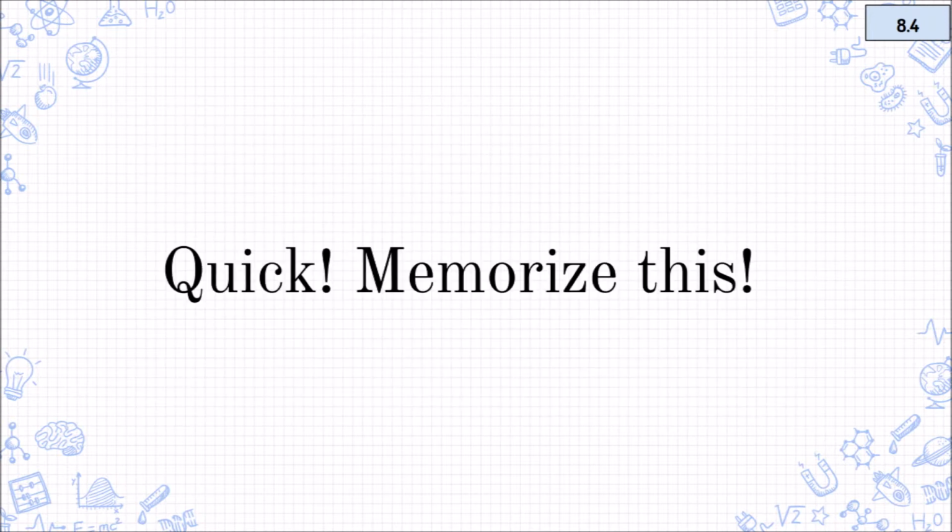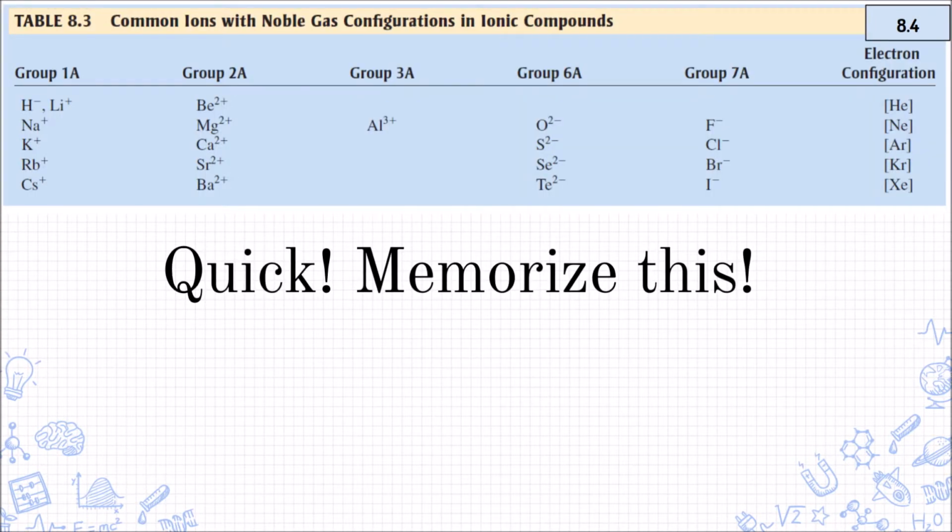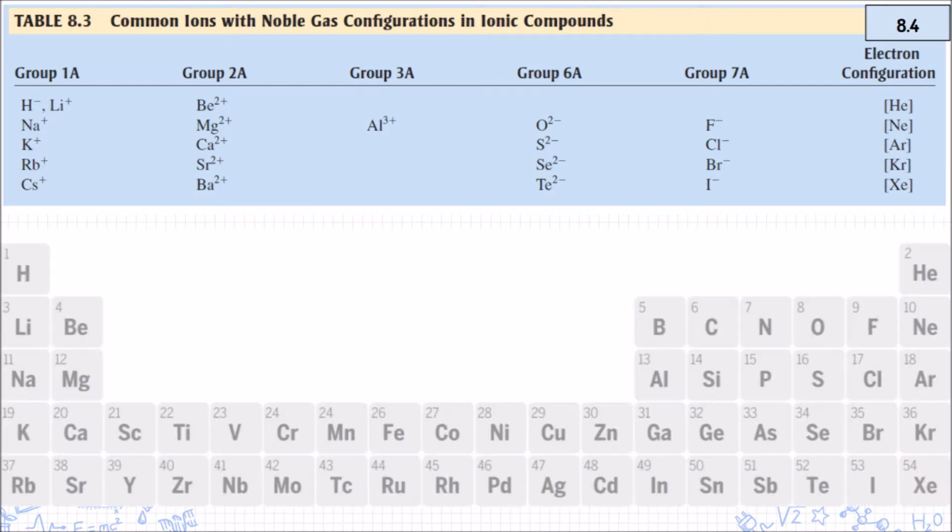Okay, I'm going to flash something on the screen now, and I want you to memorize it quickly. Bam! Alright. No, I don't actually want you to memorize this. Why? Because there's no reason to. These ions can be determined with the handy-dandy periodic table.